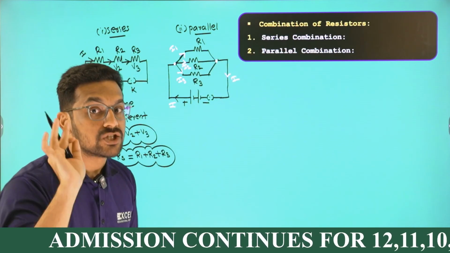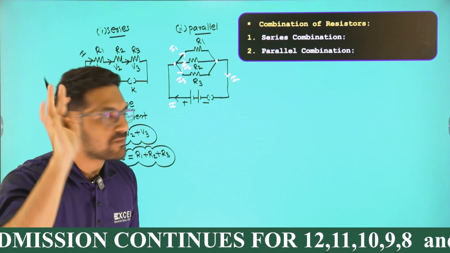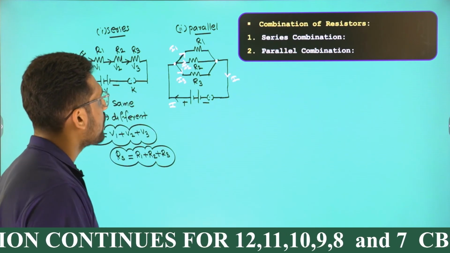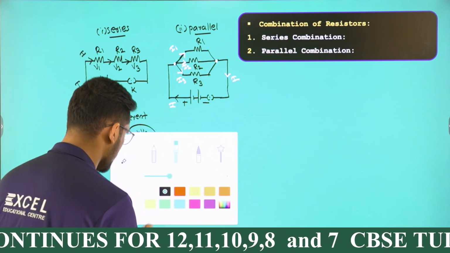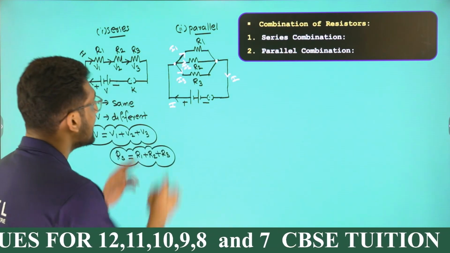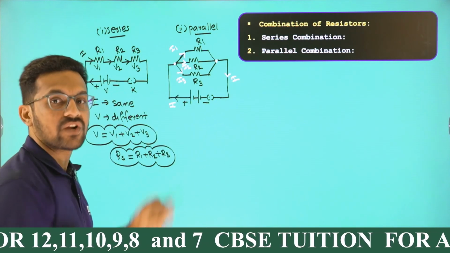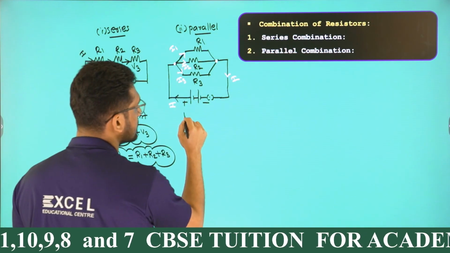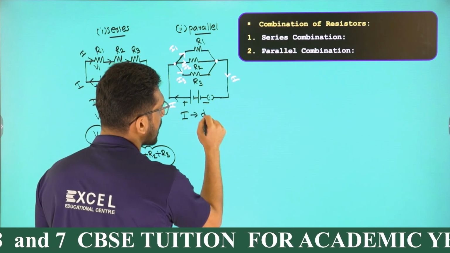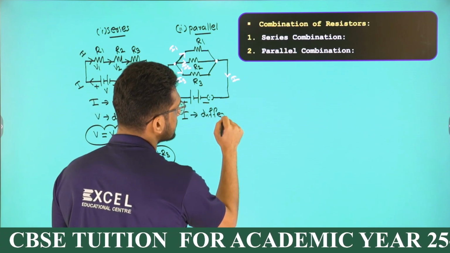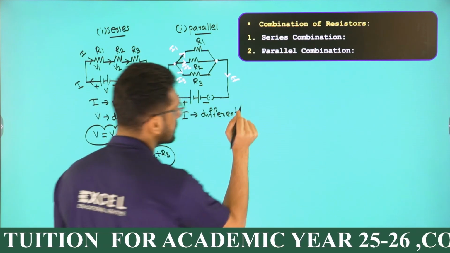Did you understand that? That is very important. Keep that in mind. Okay, now what about the current? Current in each resistor is different. I am writing it. Current in each resistor is different.